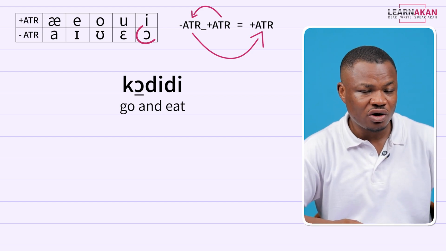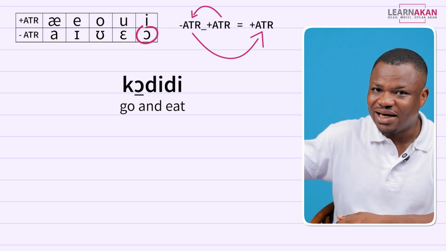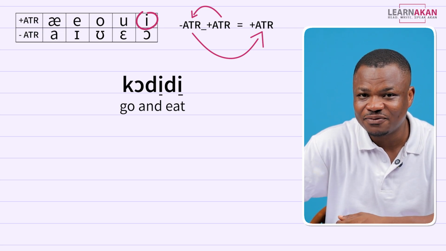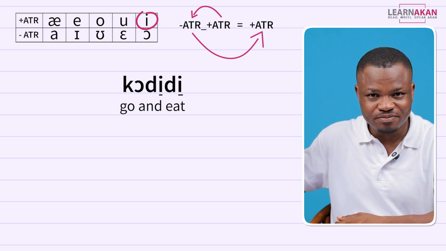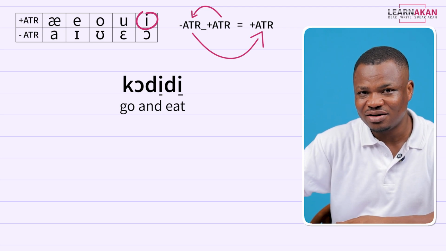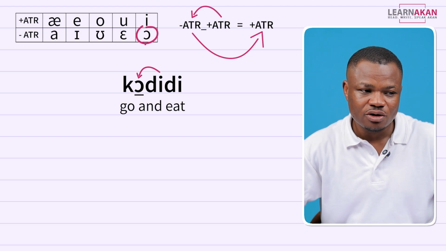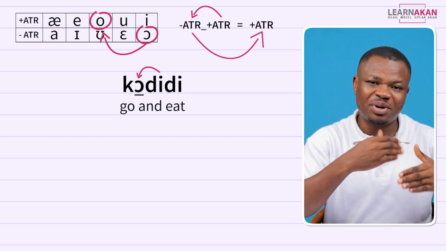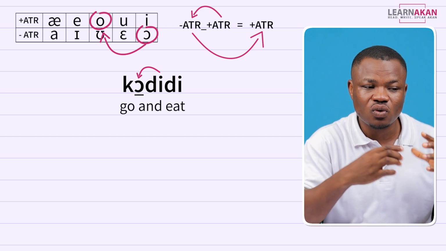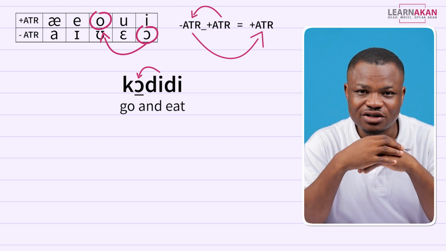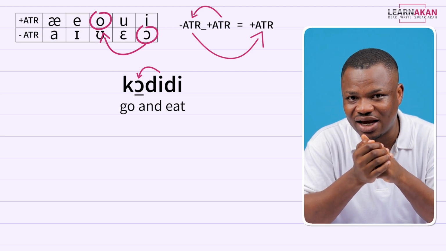Because while we have o here, which is from the minus ATR set, the next vowel is e, and e is from the plus ATR set. And once that happens, the e, which is the plus ATR sound, will cause this o to change into a plus ATR equivalent. In this case, o, right? So in speech, you hear this as kodidi instead of ko didi, right?